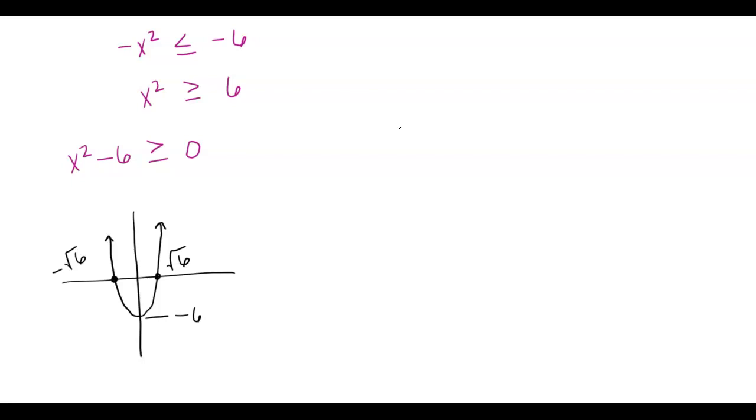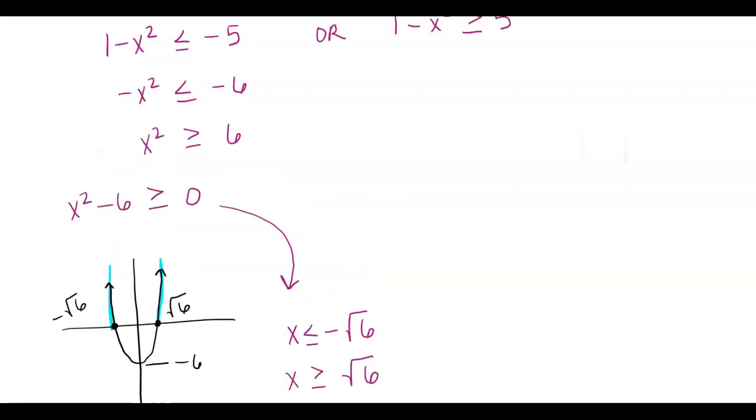So the parts of the graph I want to be greater than or equal to 0 are going to be over here and over here. So that tells me that I either want x to be less than or equal to negative square root 6 or x to be greater than or equal to positive square root 6. Right, so that's the first part. We'll come back and combine it after we do the second part.